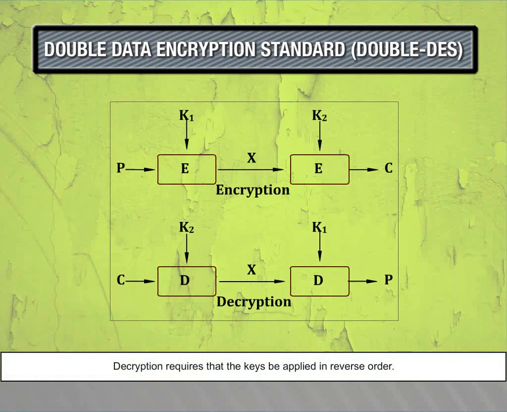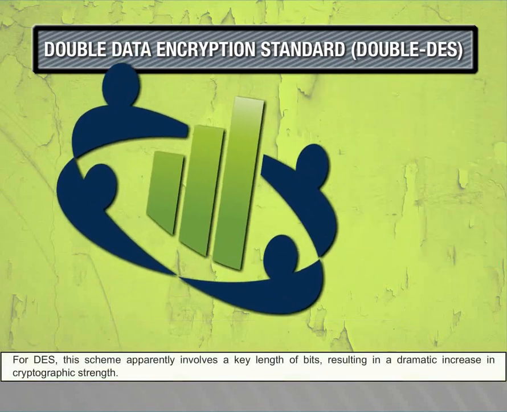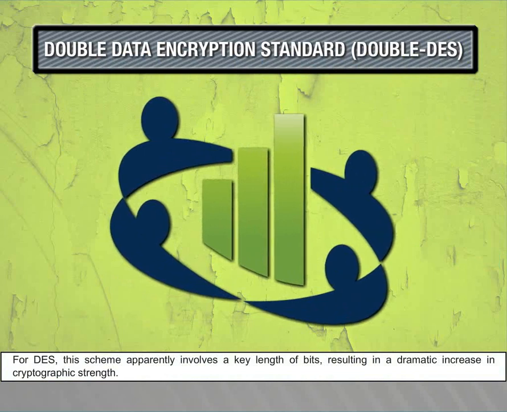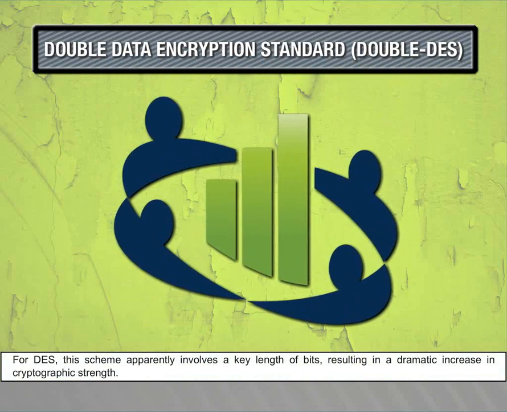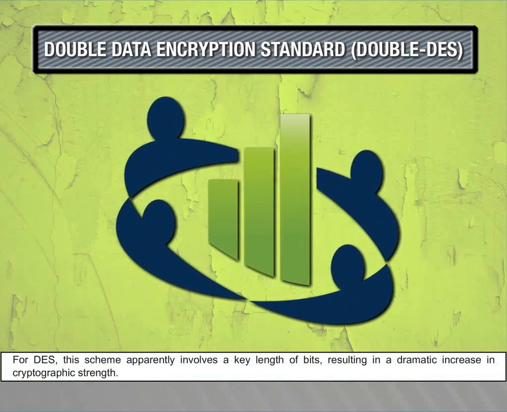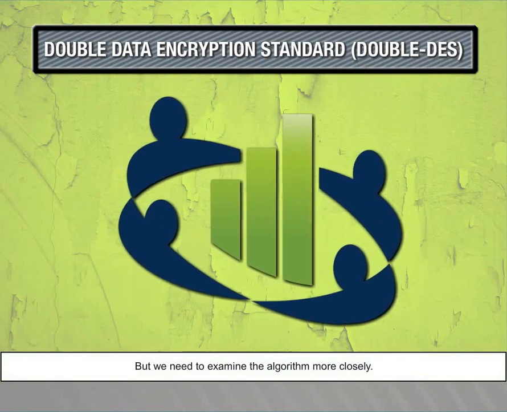Decryption requires that the keys be applied in reverse order: P = D(K1, D(K2, C)). For DES, this scheme apparently involves a key length of 112 bits, resulting in a dramatic increase in cryptographic strength. But we need to examine the algorithm more closely.